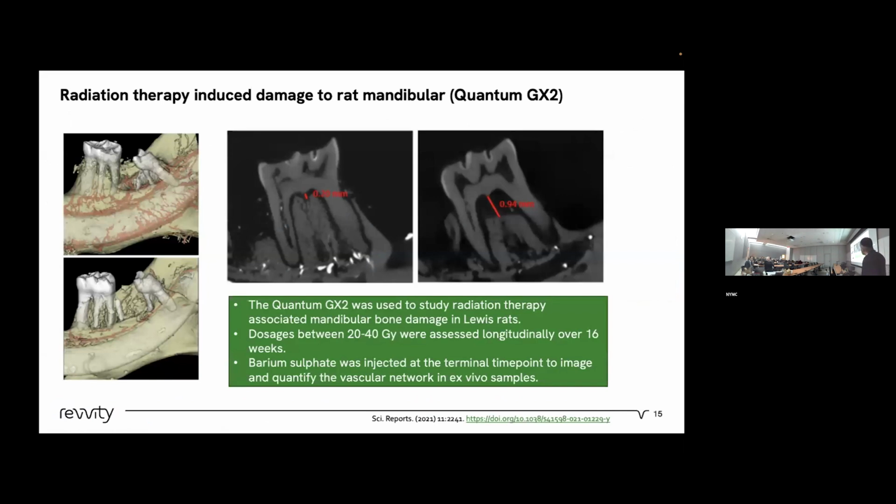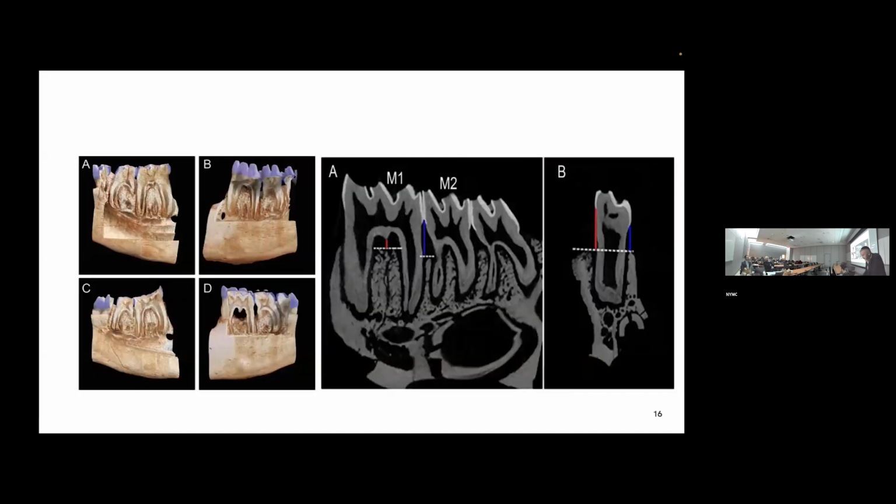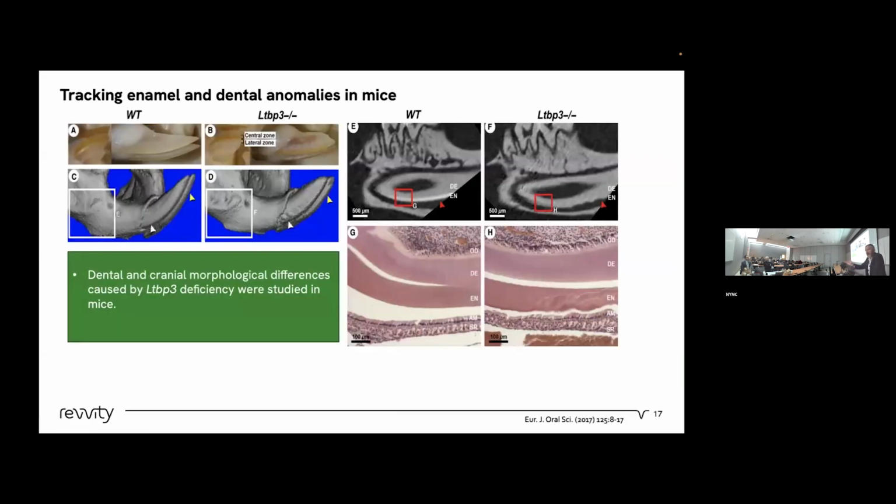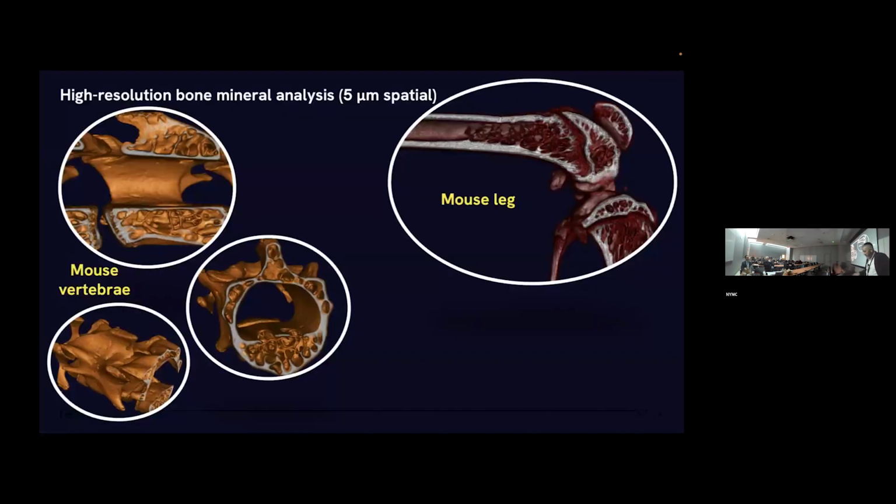More recently, radiation therapy induced damage on rat molar with the quantum. Here, as I showed earlier, you can measure the amount of bone that you lose. And here you can see that with the radiation therapy, on top, and the radiation therapy with the vessels, on the bottom, after radiation therapy, you lost all the vessels. The applications in the area are numerous.